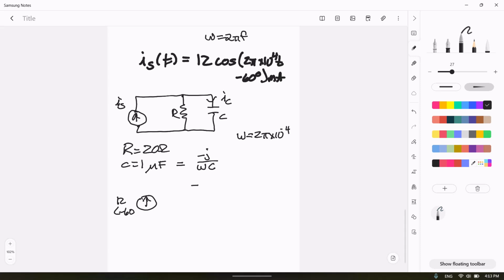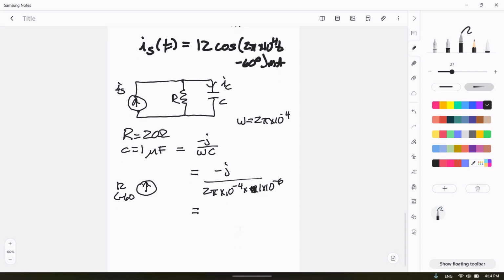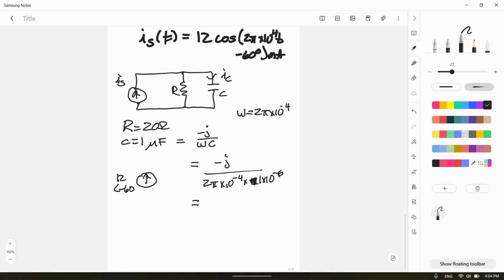And so in the phasor domain, our capacitor is minus J over 2 pi times 10 to the negative 4 times, no, what did I say C was? 1 times 10 to the negative 6. Omega's the positive 4. It is to the positive 4. Did I think so? Yes, it is to the positive 4.